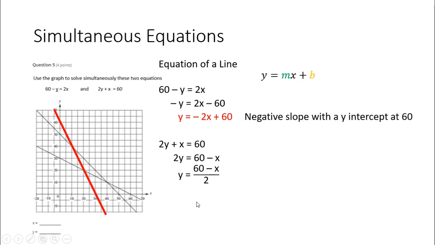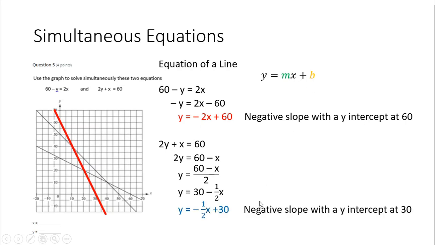So 60 divides by 2, and that gives me 30. And negative x divided by 2 would be negative a half x. So writing that in the correct order, y equals some number multiplied by x plus some number, I would have y equals negative a half x plus 30. So now I can clearly see that this line has a negative slope as well, however, not as steep as the previous one, with a y-intercept at 30.